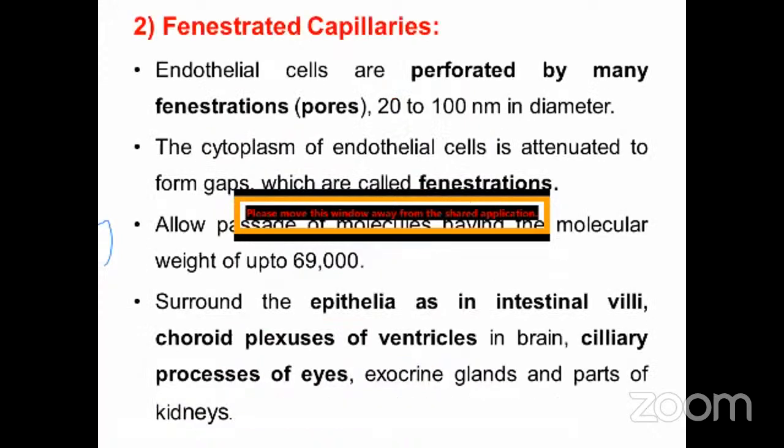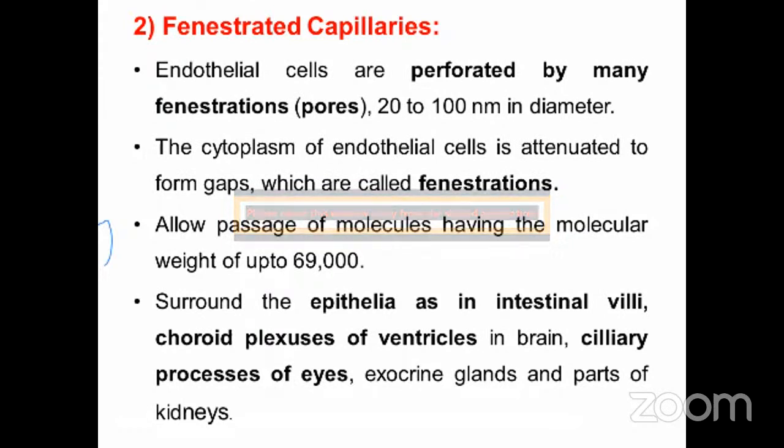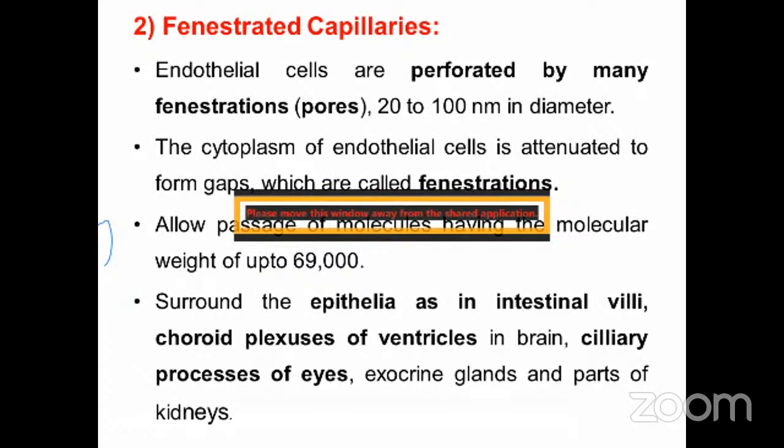The second type of capillaries are the fenestrated capillaries. The endothelial cells are perforated by many fenestrations or pores. Many fenestrations or pores are present in the endothelial cells, and clefts are present 20 to 100 nanometers in diameter. The cytoplasm of these cells is attenuated, which forms the gap, and this gap is called the fenestration. So these are fenestrated capillaries.